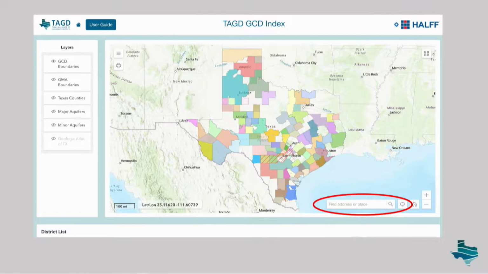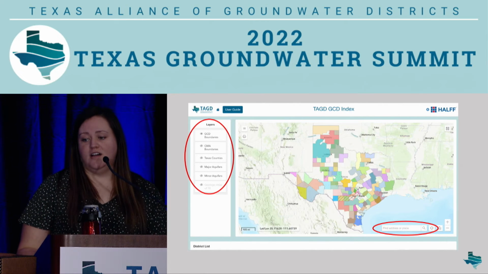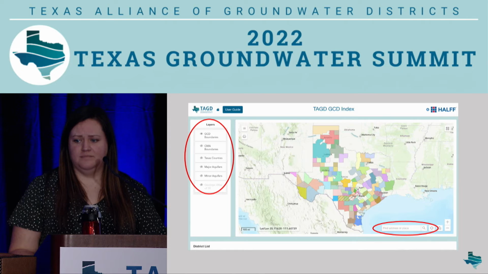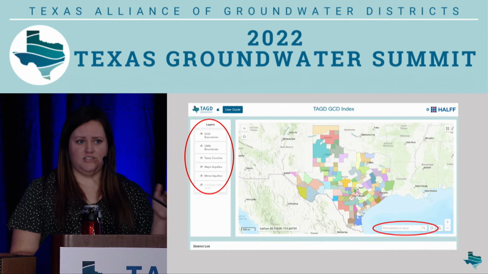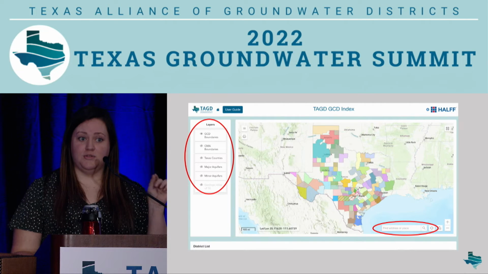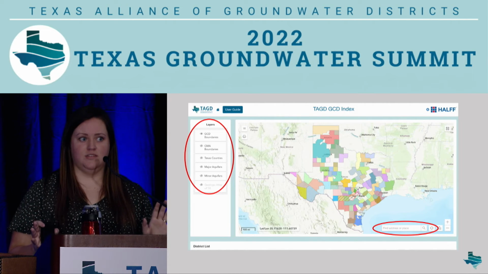This can help you out. You can toggle layers on and off. It's got the GCDs, the GMAs, Texas counties. There's even the geological atlas. I'll say when you click that one on, it takes a while to load, so make sure you're prepared for that.